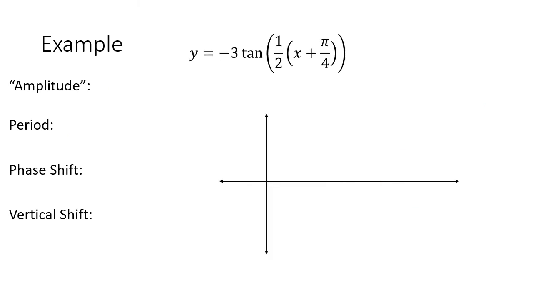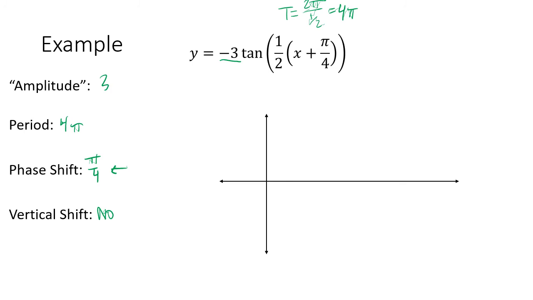Okay, here we have the amplitude is 3. The period is going to be, so T is equal to 2 pi over 1/2, because omega is 1/2, so that's 4 pi for this one. The phase shift is pi over 4 to the left, and there's no vertical shift.